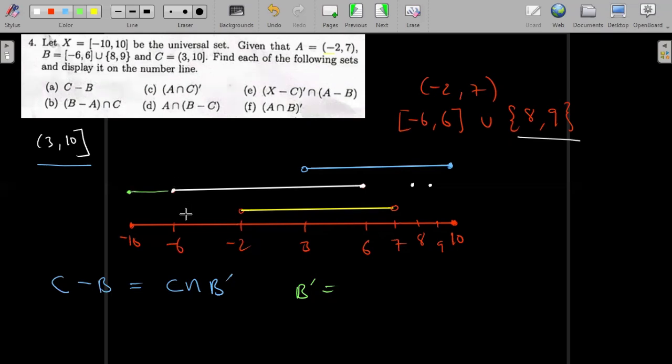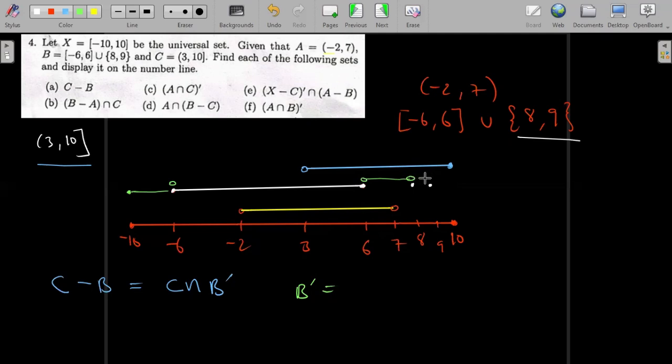6 is not in the complement since 6 belongs to set B. So where there is 6 here, I'm going to have an open interval like that. Then I go here as well, where there's -6, and where there's 6 on the other side, again it's going to be open, meaning 6 is not in the complement. So this will go all the way up to where 8 is. But 8 is in set B, so at 8 it's going to be open, like this.